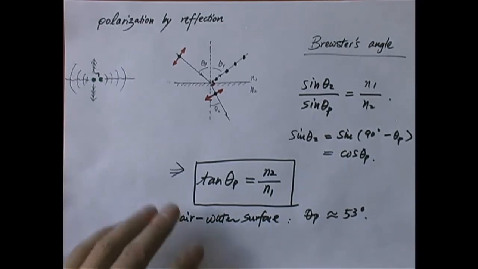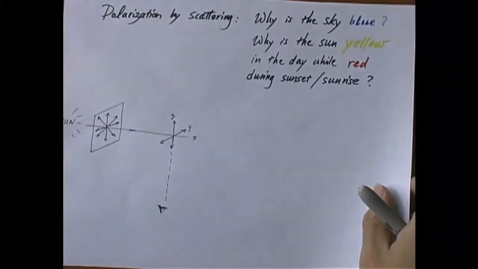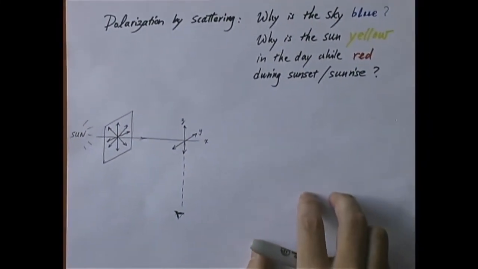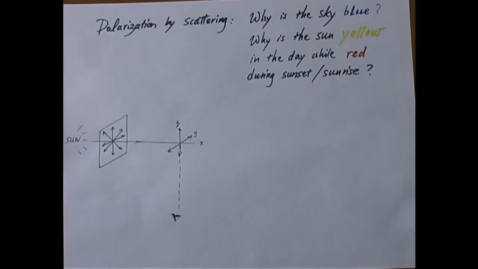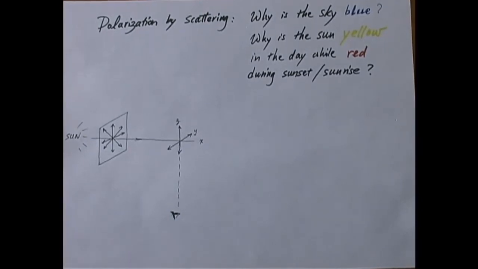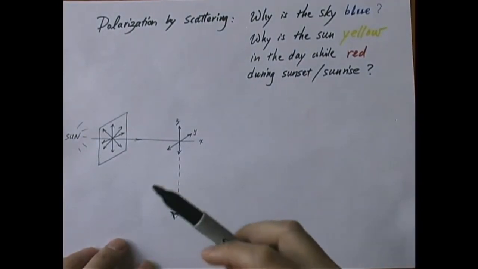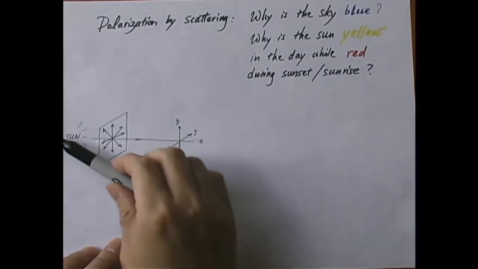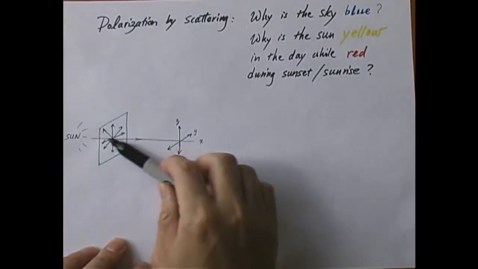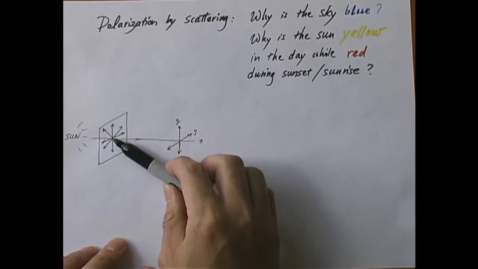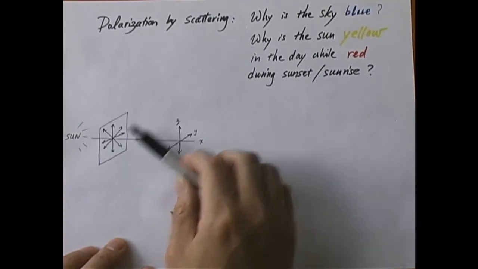There is yet another important way to cause polarization. It's called polarization by scattering. By scattering. What's scattering? Well, an example of scattering: light from the sun interacts with air molecules. Okay, it causes the air molecules to oscillate, and as a result, the air molecules themselves become the source of secondary radiation, so they will give off light. Okay, that is called scattering.